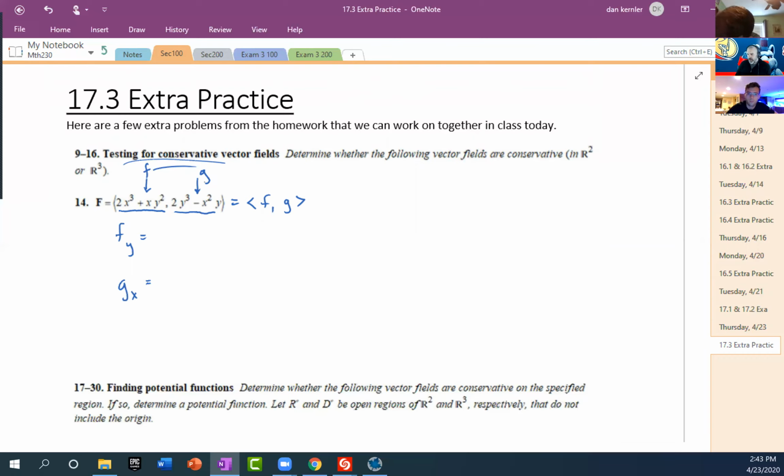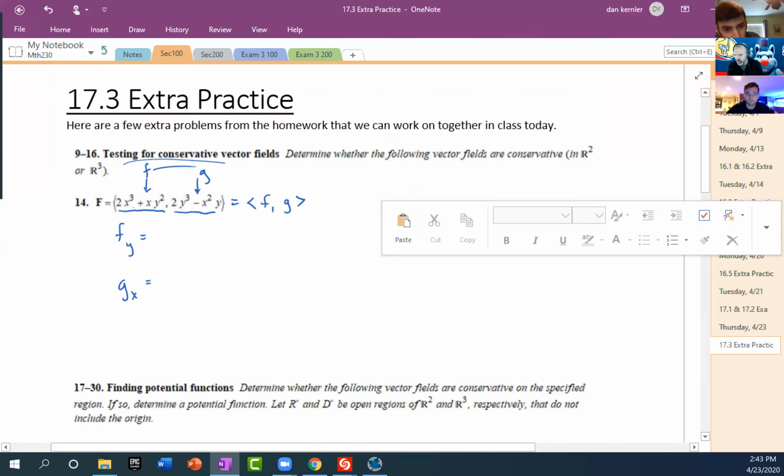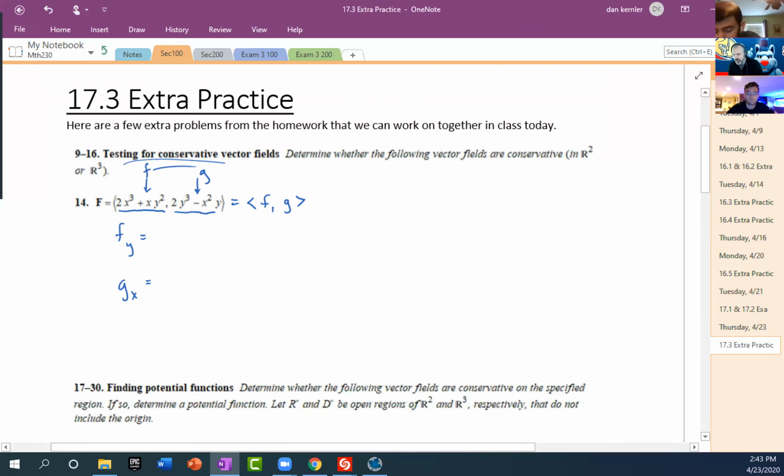So why don't you take a couple moments and see if you can find those partial derivatives. Take the partial derivative of the 2x cubed plus y squared with respect to y, and then look at the 2y cubed minus x squared y and take that partial derivative with respect to x. When you're done, why don't you use the yes or no box.